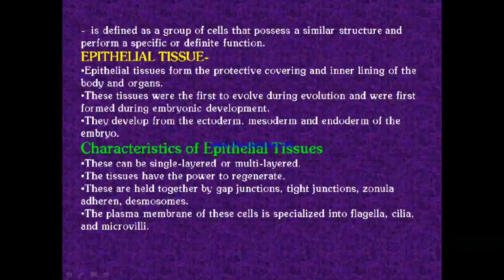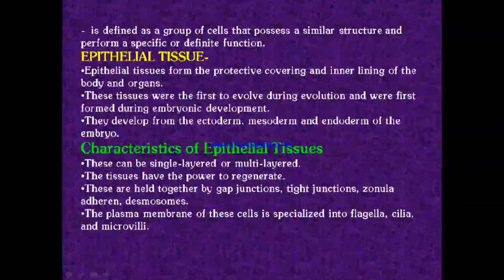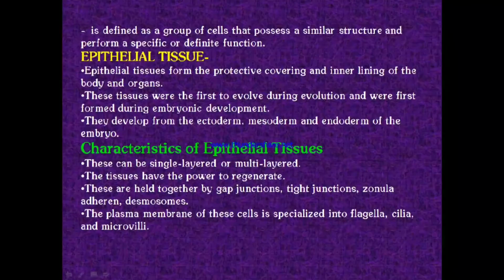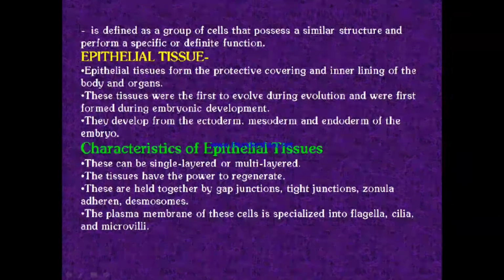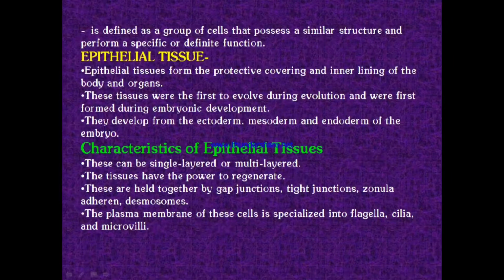What are the characteristics of epithelial tissues? These can be single layered or multi-layered. If the epithelial tissue is single layered, we call it simple epithelial tissue. If it is multi-layered, we call it stratified epithelial tissue. These tissues have the power to regenerate cells or tissues. They are held together by gap junctions, tight junctions, zonula adherens and desmosomes. The plasma membrane of these cells is specialized into flagella, cilia and microvilli.